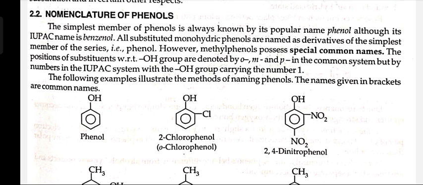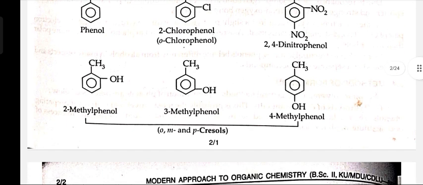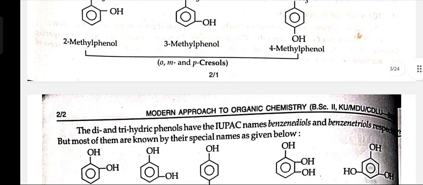The positions of the substituents with respect to the OH group are denoted by o, m, p. It means ortho, meta and para in the common system, but by numbers in the IUPAC system, with the OH group carrying the number 1. The following examples illustrate the method of naming phenols. The names given in brackets are the common names. Here they are: phenol, ortho-chlorophenol, 2,4-dinitrophenol, 3-methylphenol, and ortho, meta and para cresols.